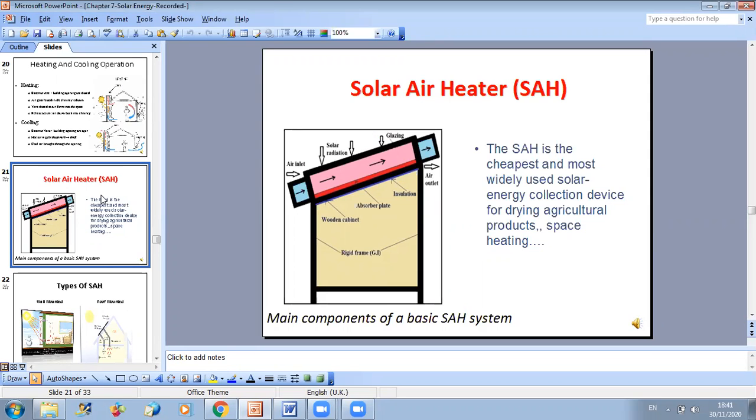But it can work for applications that do not need a very high amount of heating. The main benefits are that it's a very simple system to install, and the cost is very low. So the solar air heater is the cheapest and most widely used solar energy collection device, and it's mainly used for drying agricultural products. In these applications, you don't need a very large gradient of temperature. This is why it's widely used in such applications.